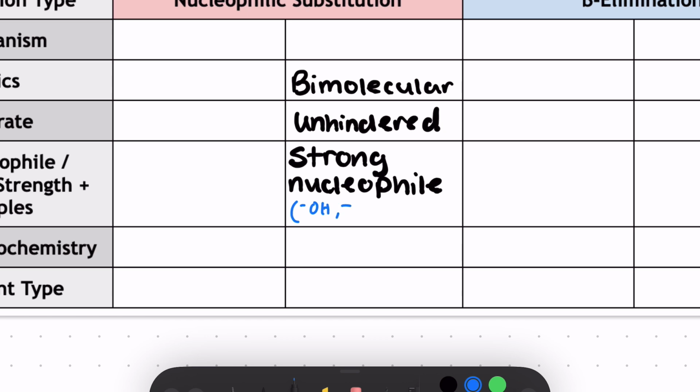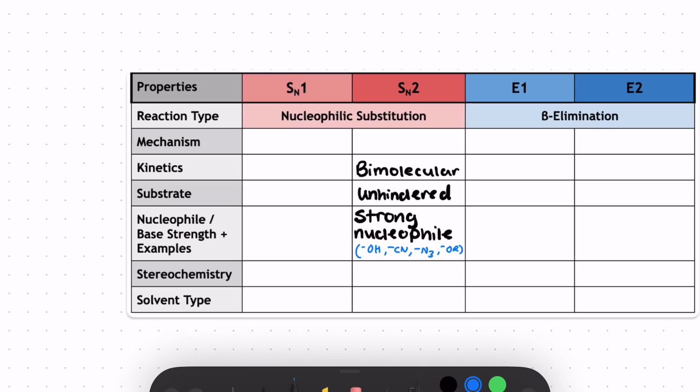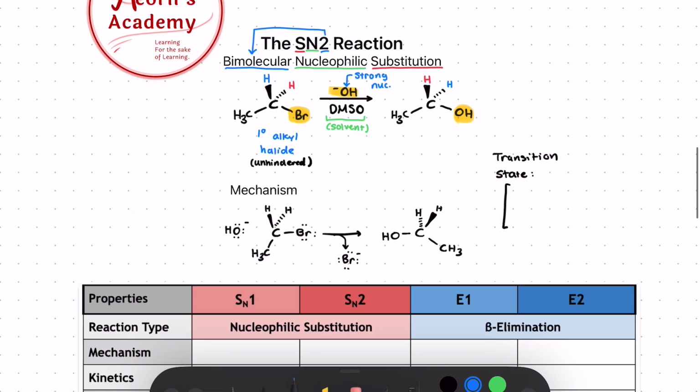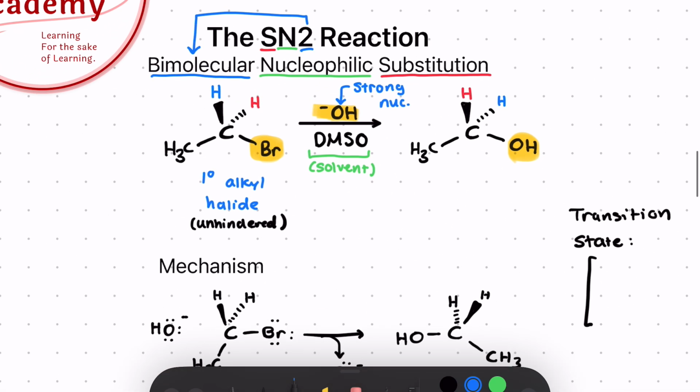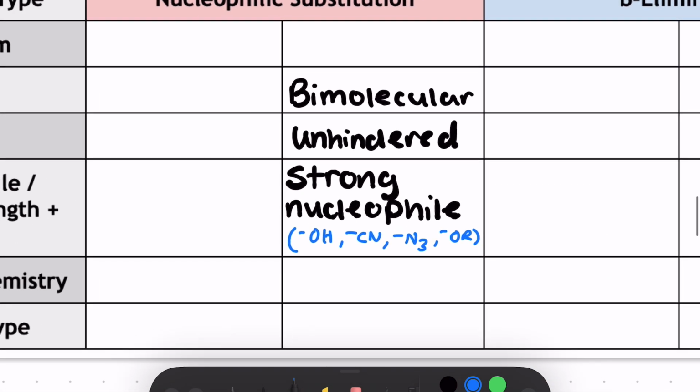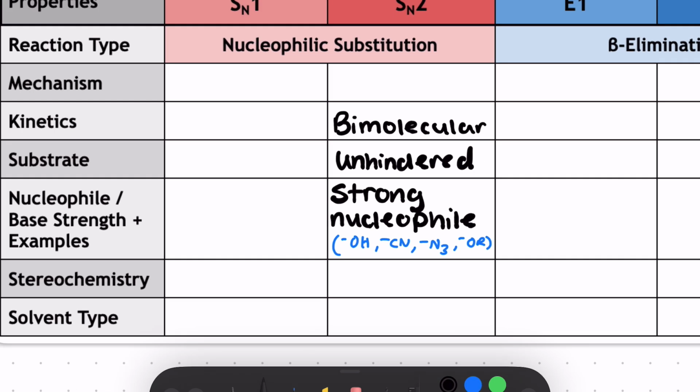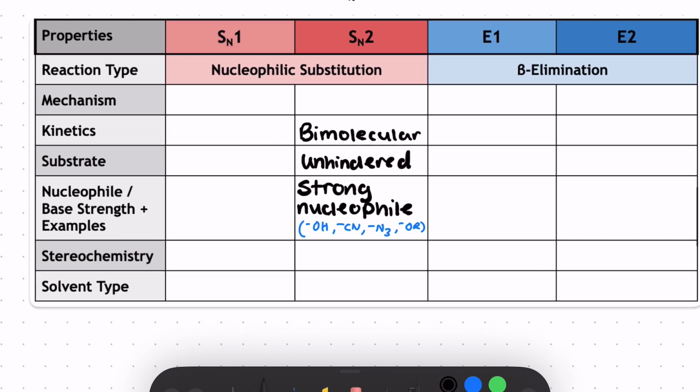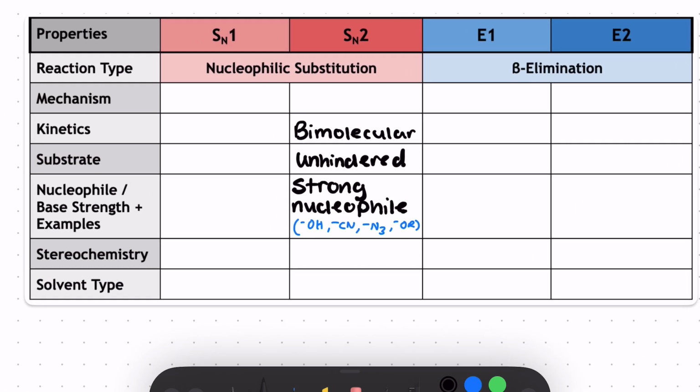You could also have something like cyanide. You could have azide, N3-. You could have another alkoxide, like OCH3-, the conjugate base of methanol. So anything that is a strong nucleophile, see how all these have a full formal negative charge, right? CN-, N3-, OR-. These are strong nucleophiles. So the SN2 prefers strong nucleophiles.